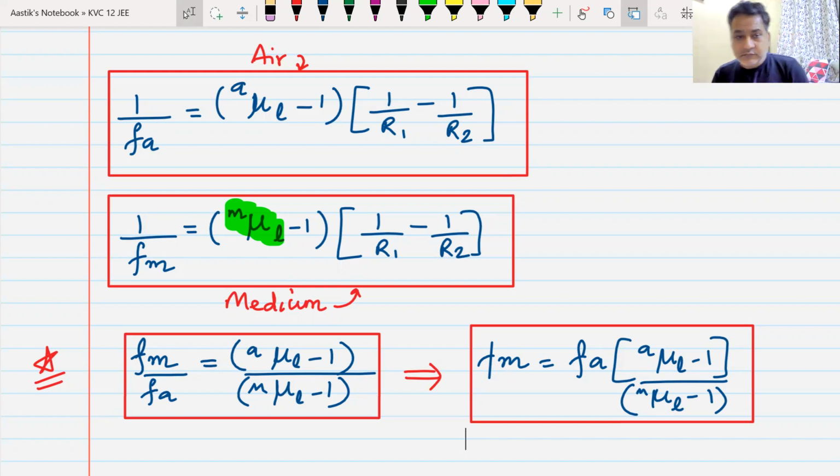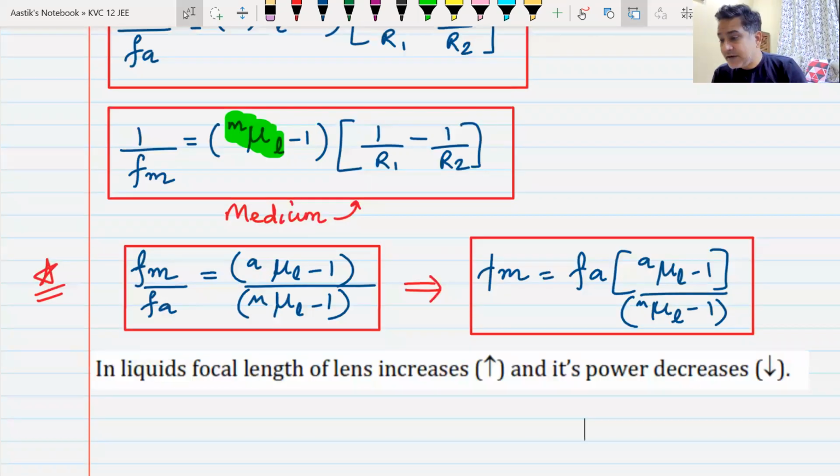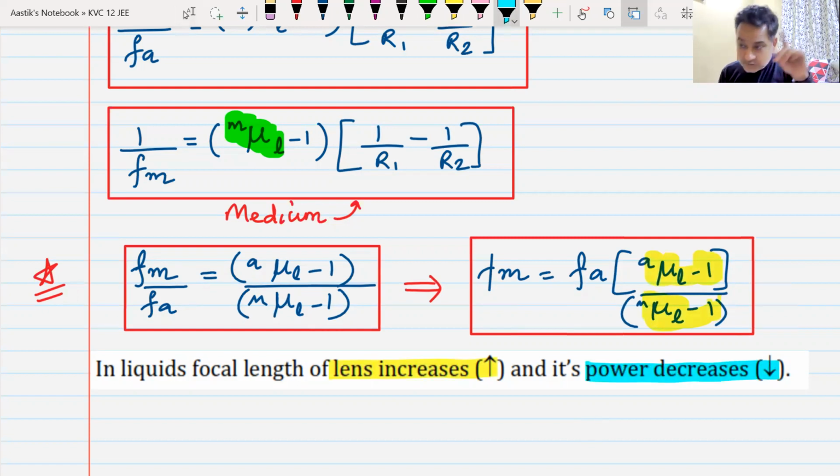Decrease, sir. It will increase, sir. So please remember this. Why will it increase? Because if you look at the numerator, the numerator will be more than the denominator. And therefore, the focal length will increase, or you can say in other words, the power will decrease. So note this down as an important point.